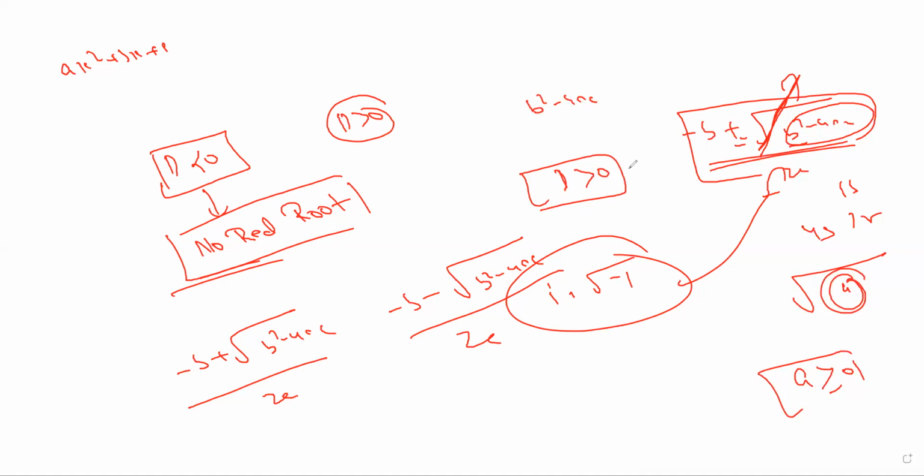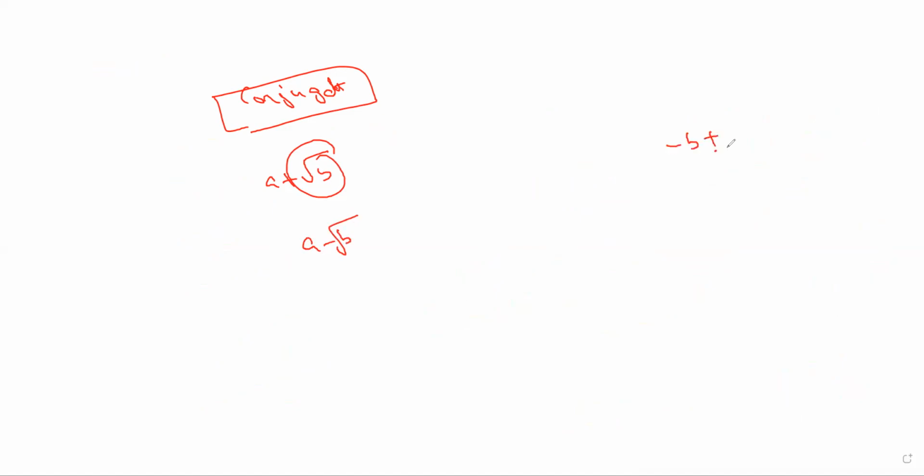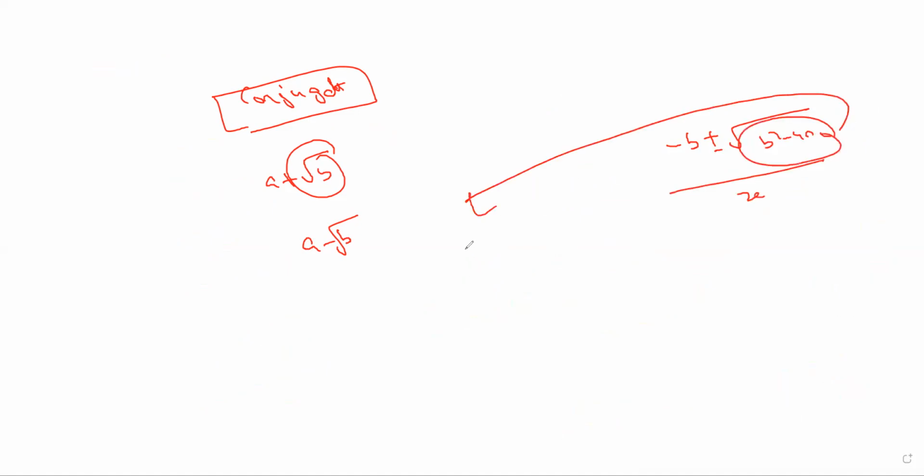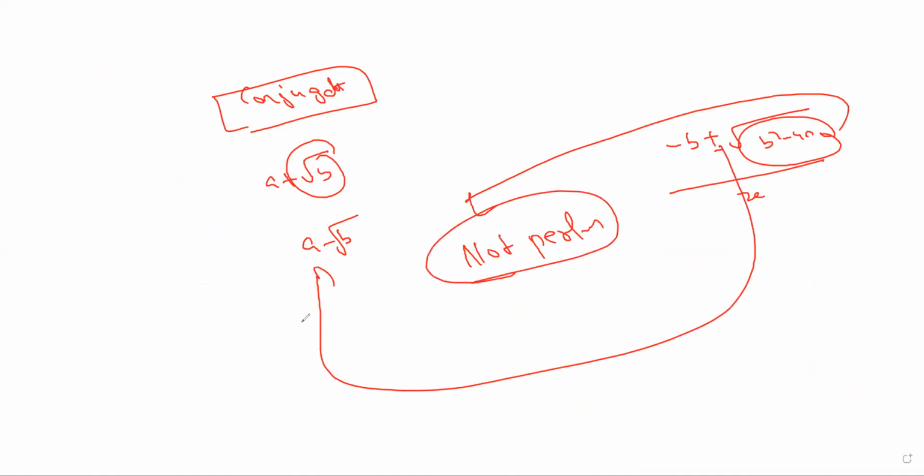Fine. And what if it is not a perfect square? Then it would be irrational, for example, 2 plus root 3 by 5 or 2 minus root 3 by 5. When it is in an irrational form, first understand this thing. There is something called conjugate roots. If one root is a plus root b, the other one will be a minus root b. This is not a perfect square.